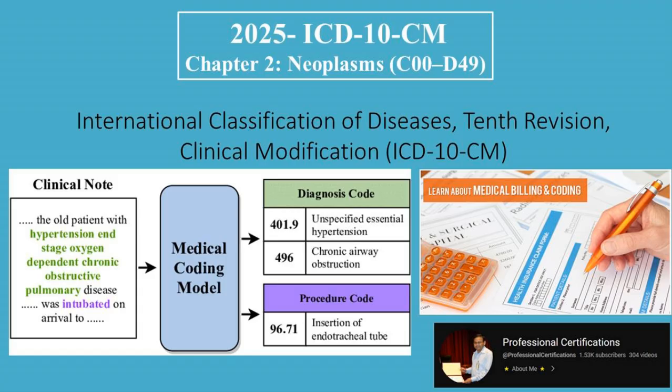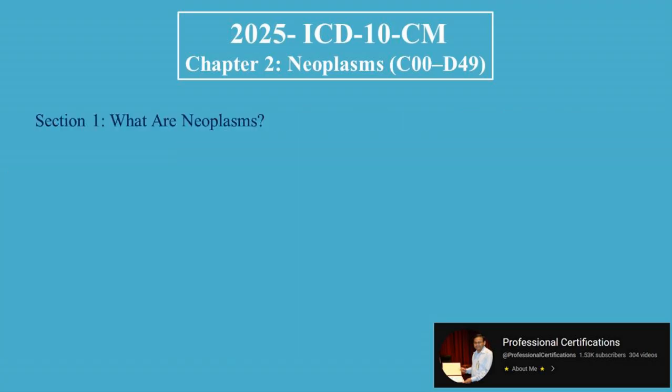In this video, we're covering Chapter 2 of the ICD-10-CM, which focuses on neoplasms, with codes ranging from C00 to D49. If you're studying for a medical coding exam or working in oncology, pathology, or general practice, this chapter is crucial. Let's get into it.